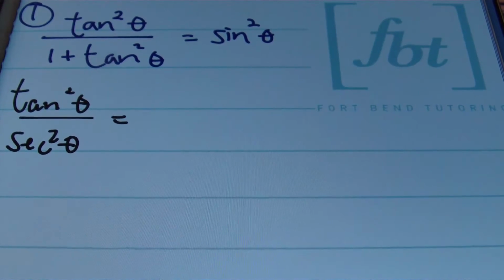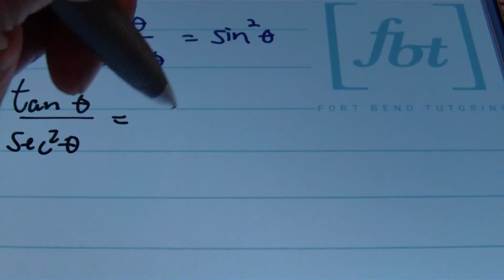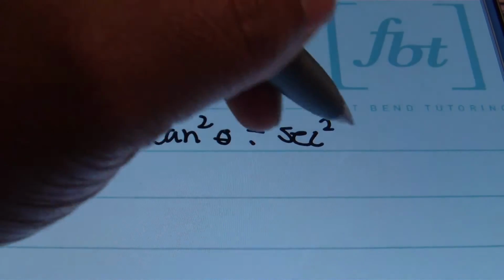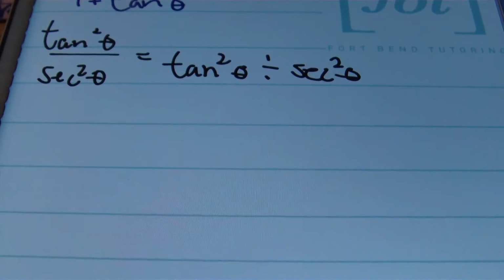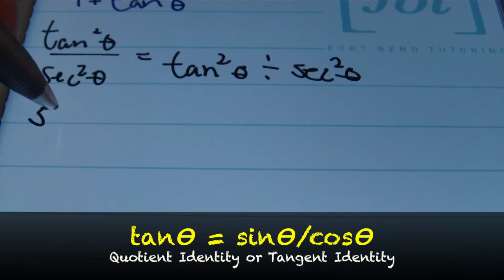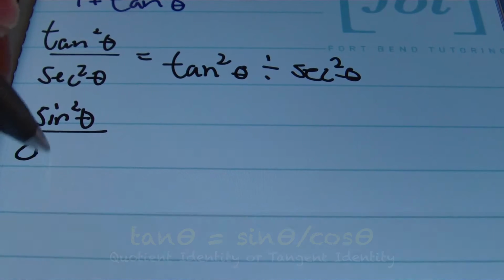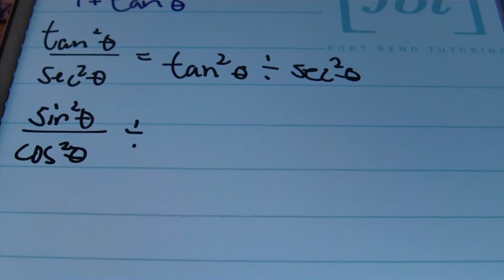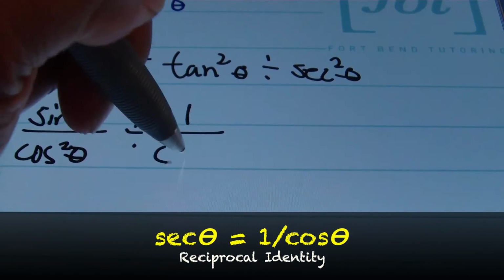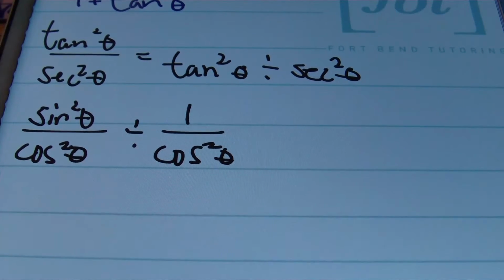This can be rewritten as a division problem. All right, so I'm going to show that I have tan squared theta divided by secant squared theta, knowing that every fraction is a division problem, right? From here, I'm going to rewrite these tan and secant functions and break everything down into sine and cosine functions. So I know, using my quotient identity, that tan squared theta is equivalent to sine squared theta over cosine squared theta. And this is going to be divided by, using my reciprocal identity, secant squared theta rewritten as 1 over cosine squared theta, just like that.